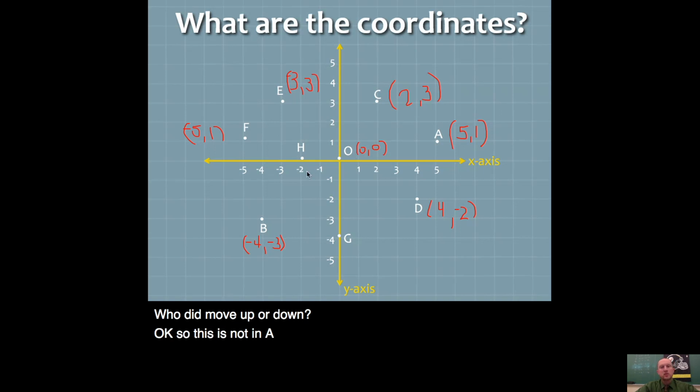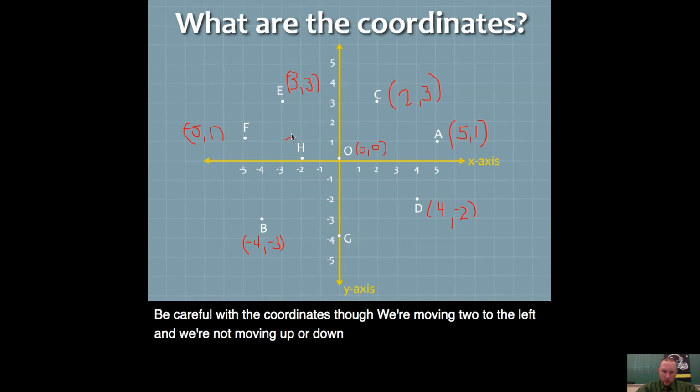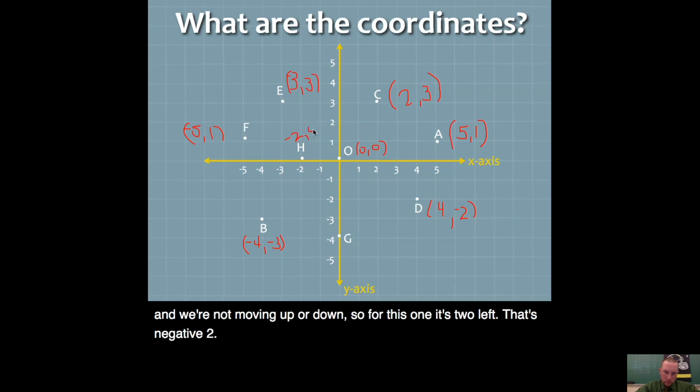Same thing with point H. It lives on the x-axis. Be careful with the coordinates though. We're moving 2 to the left and we're not moving up or down. So for this one, it's 2 left, that's -2, 0.